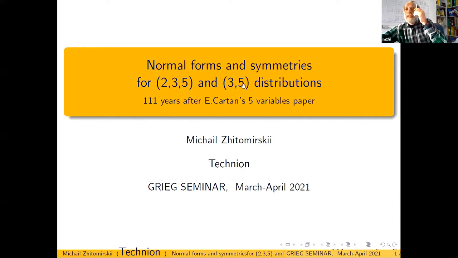And in the third lecture, I will also tell about (3,5) distributions, some first results, and I'll explain that the problem of classification of (3,5) distributions is enormously more difficult than the difficult problem of classification of (2,3,5) distributions, because the square root of a (3,5) distribution is a (2,5) distribution, but not necessarily (2,3,5).